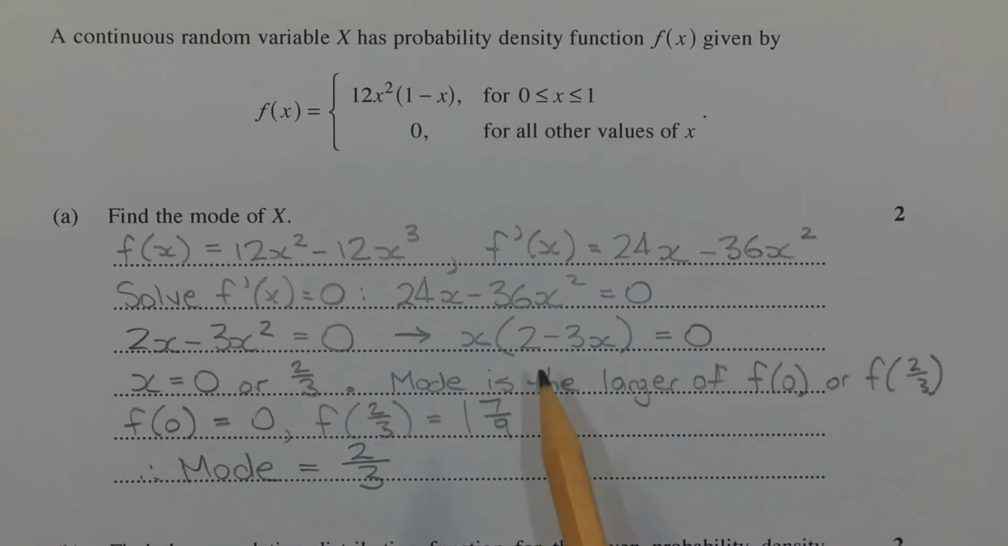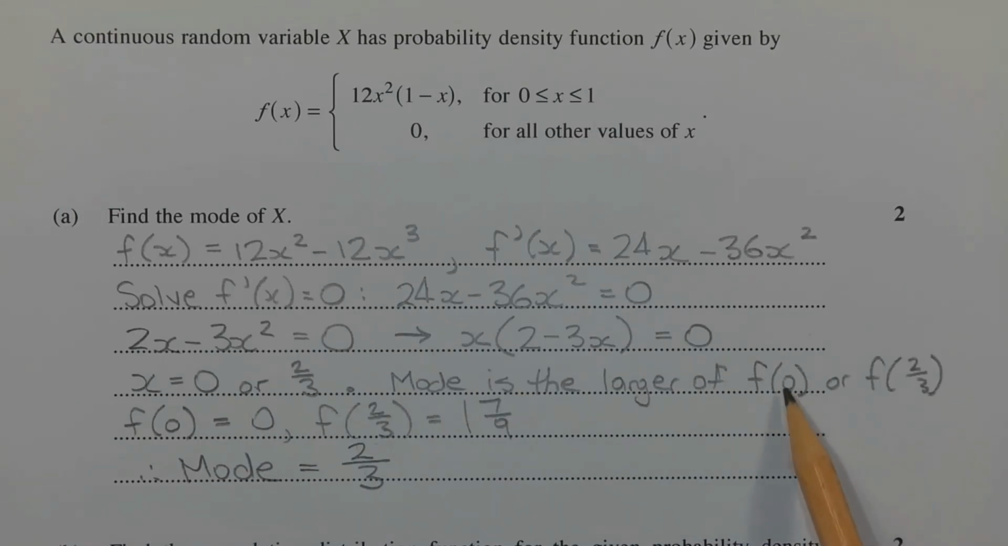Factorising out x, the equation becomes x outside of 2 minus 3x in brackets equals 0. So the solution to this equation is x equals 0 or 2 over 3. Now the mode is the x value that corresponds to the larger of f of 0 or f of 2 over 3.